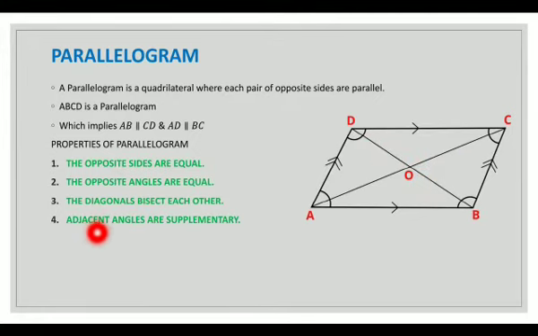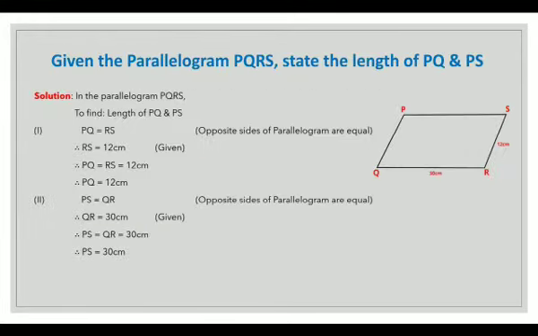The fourth property: adjacent angles are supplementary. Adjacent angles, there are four angles. So adjacent angles are supplementary. What do you mean by supplementary? The sum of these angles is equal to 180 degrees. So angle A plus angle B equals 180 degrees. Angle B plus angle C equals 180 degrees. These are the adjacent pairs. Angle C plus angle D equals 180 degrees and angle A plus angle D equals 180 degrees.